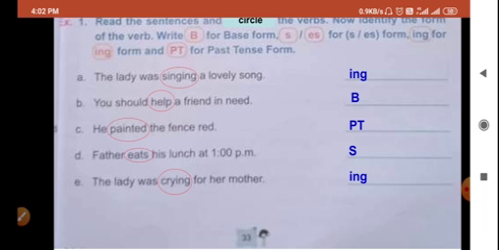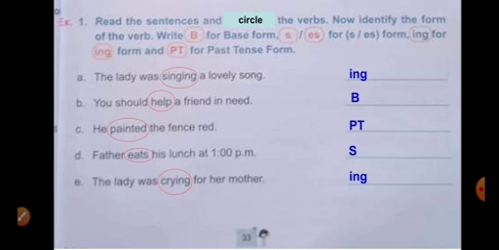Here I have mentioned circle to make it clear for you which word I am going to highlight. So you have to identify the form of the verb, and you have to write B for base form, S slash ES for S or ES form, ING for ING form, and PT for past tense form. Students, let's see the first sentence of this first exercise.